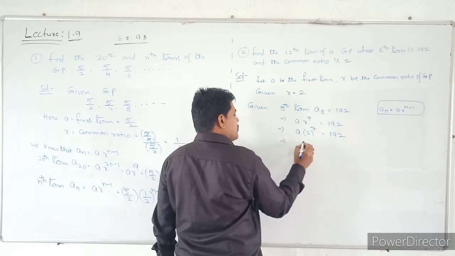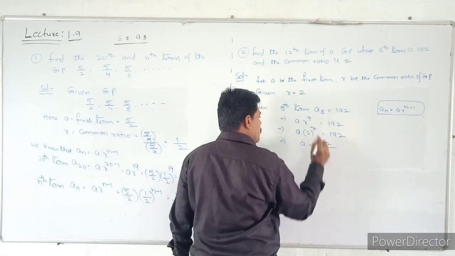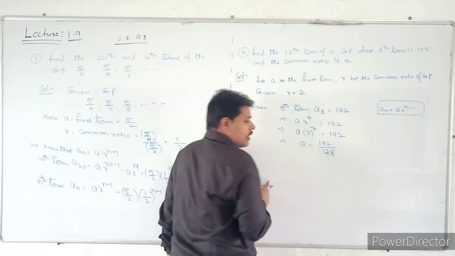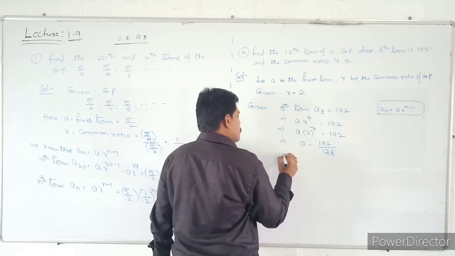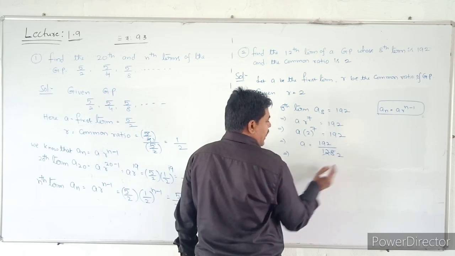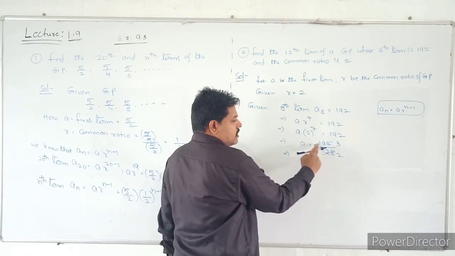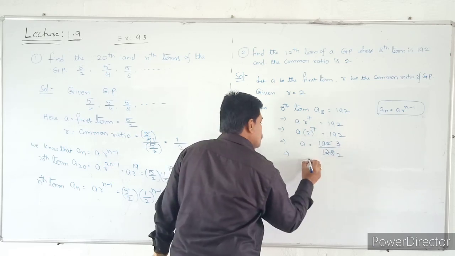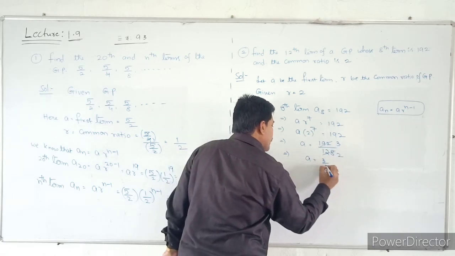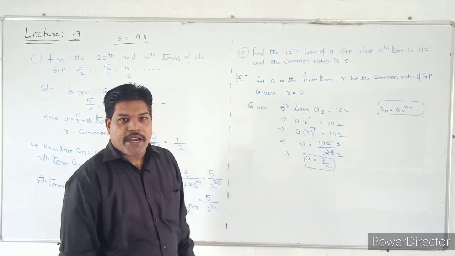So that implies A is equal to 192 by 2 power 7, that value is 128. So we can cancel this value here. 64 2's will cancel and 64 3's will cancel. So automatically A will become 3 by 2. So A value is 3 by 2.